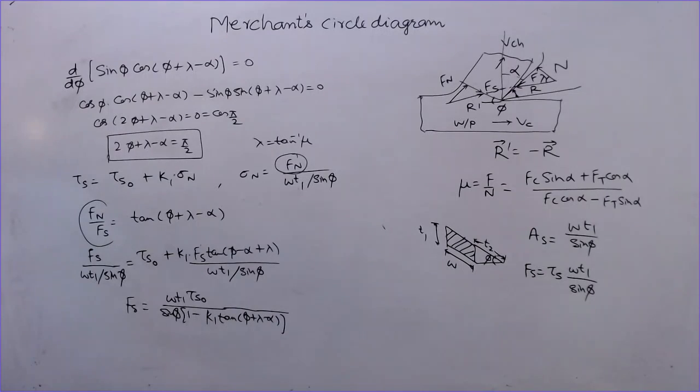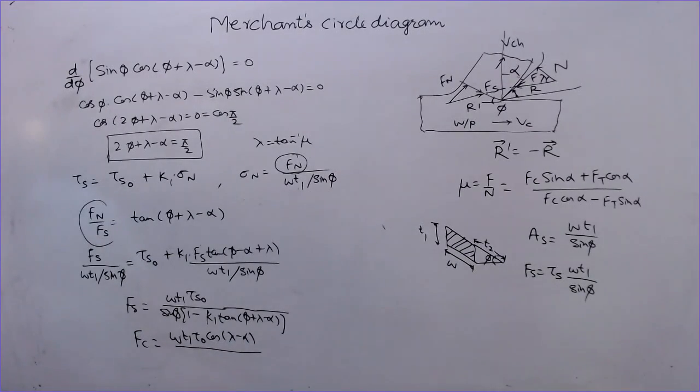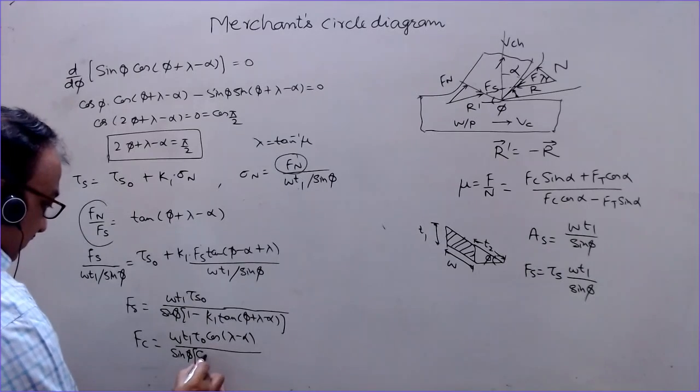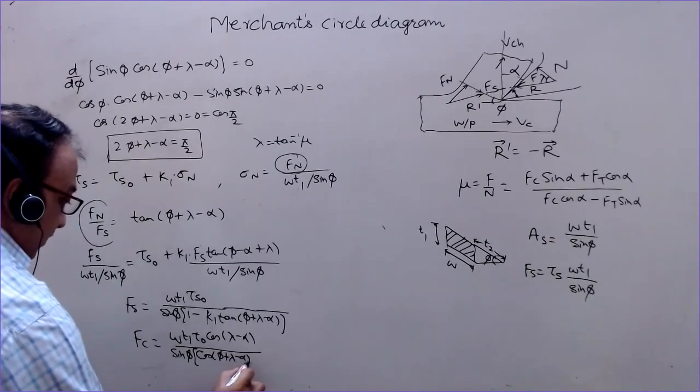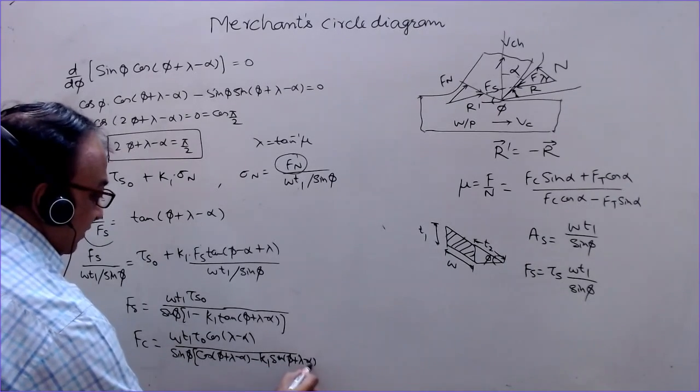So this relation Merchant used to find the cutting force. Fc was equal to Wt1 tau s0 cos of lambda minus alpha, upon sin phi into cos of phi plus lambda minus alpha minus K1 into sine of phi plus lambda minus alpha.